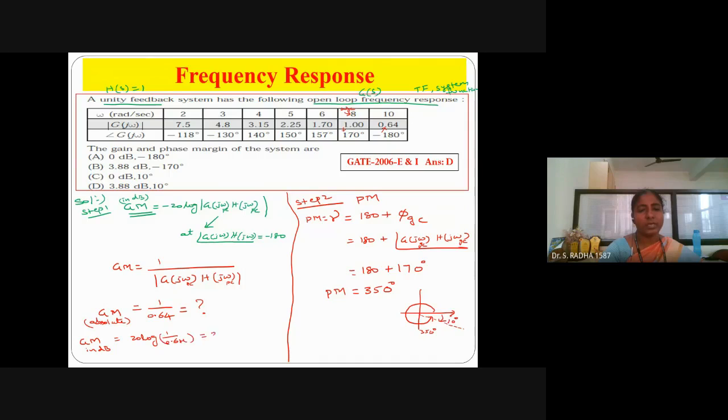This is 20 log of 0.64 to the power minus 1, which is minus 20 log 0.64, base 10. Log means base 10. I have to use the calculator now: minus 20 log 0.64. It gives minus 3.876, so minus into minus becomes plus, and when you approximate, this becomes 3.88.